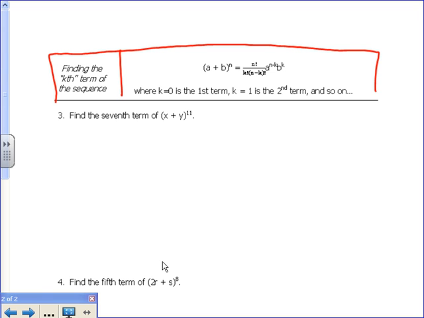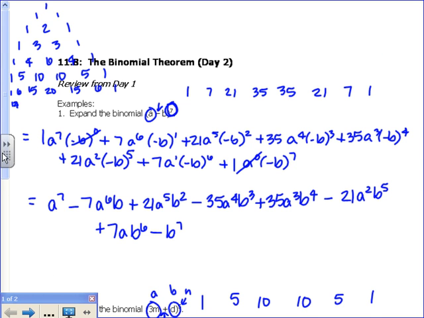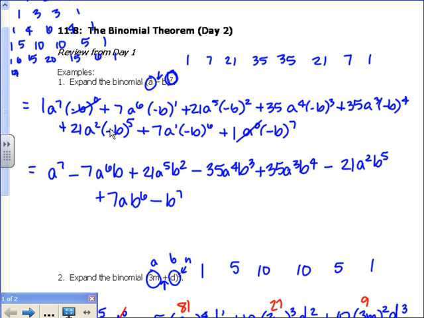So it says finding the kth term of the sequence. Basically, these questions are going to say, find the 7th term of this big, large sequence. For example, this one here. This could have said, find the 5th term of this sequence. So the 5th term would be 1, 2, 3, 4, 5. And this would be your answer.